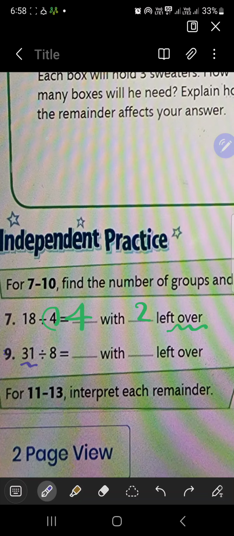You think of 30, you think of 29, you think of 28, you think of 26, you think of 25. All of these are not in the timetable of 8. Think of 24, yes, 24 is in the timetable of 8.